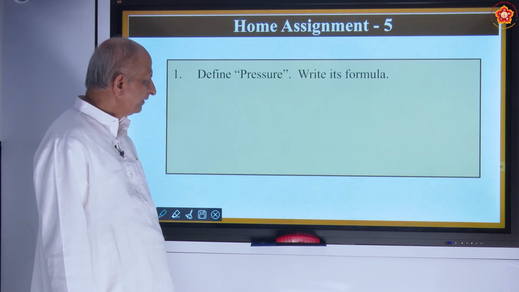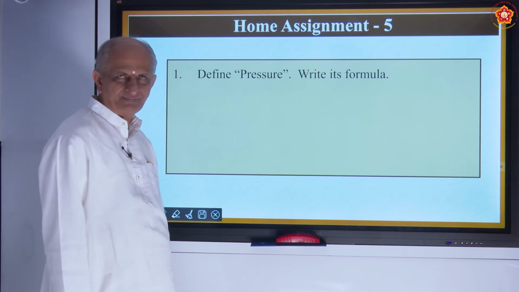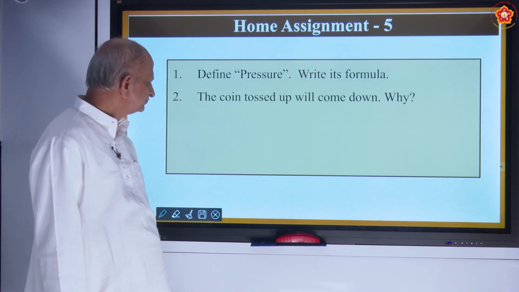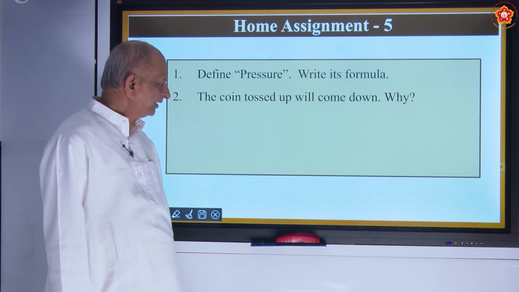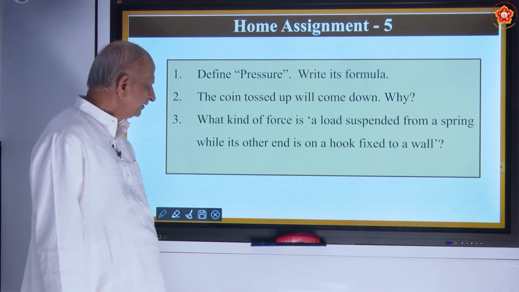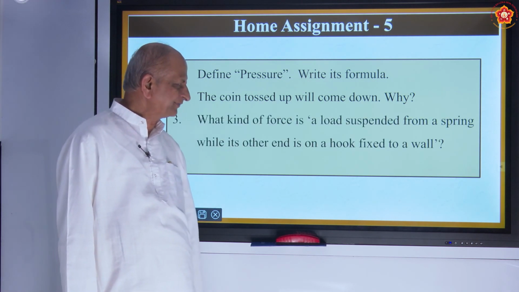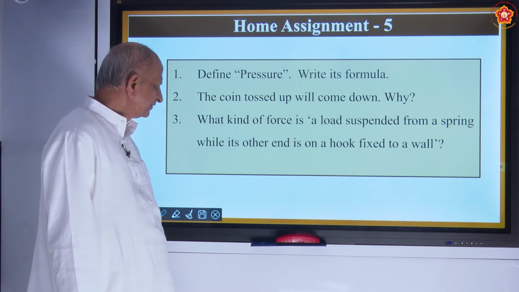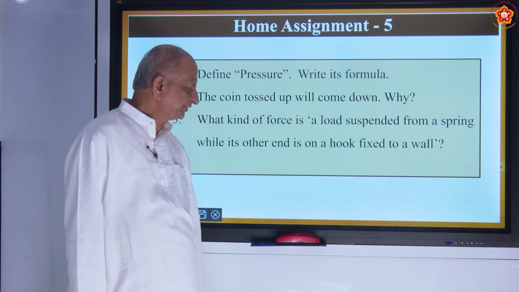Now coming to the home assignments: define pressure, write its formula. The coin tossed up will come down. Why? What kind of force acts on a load suspended from a spring whose other end is on a hook fixed to a wall?